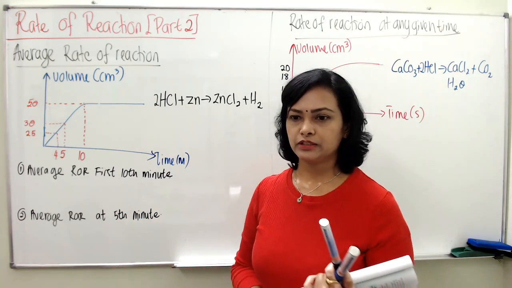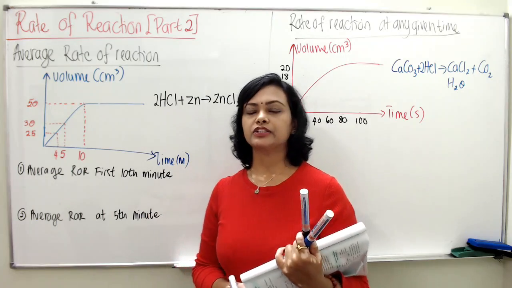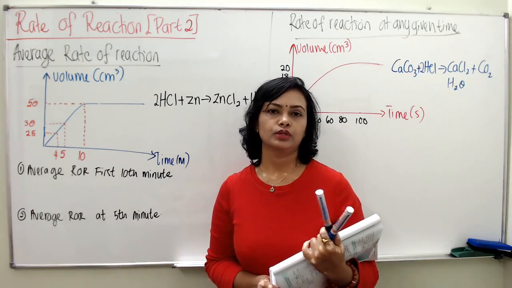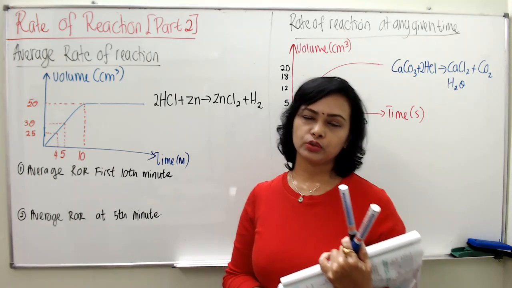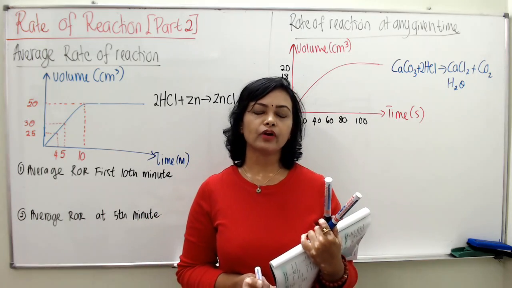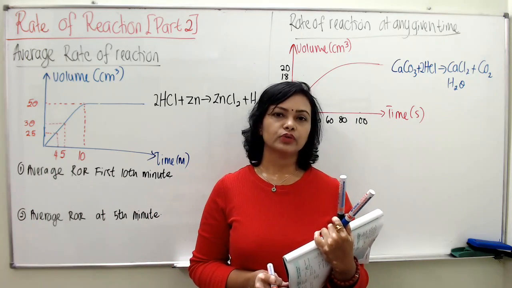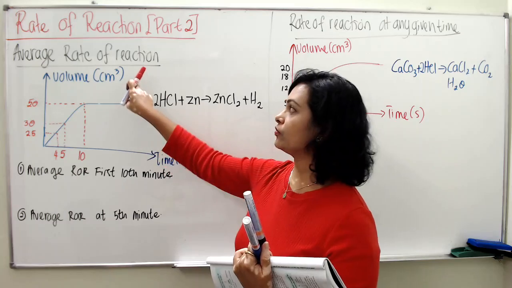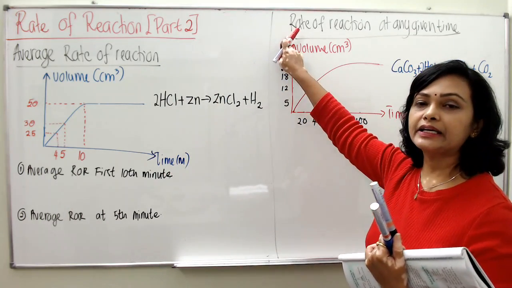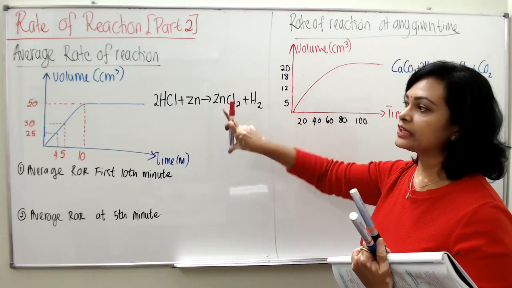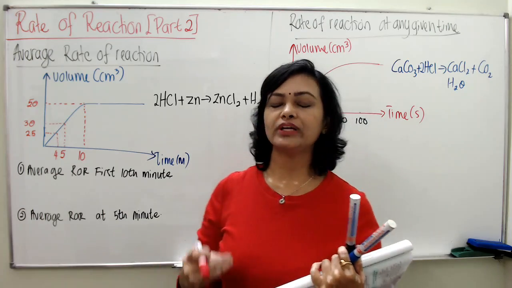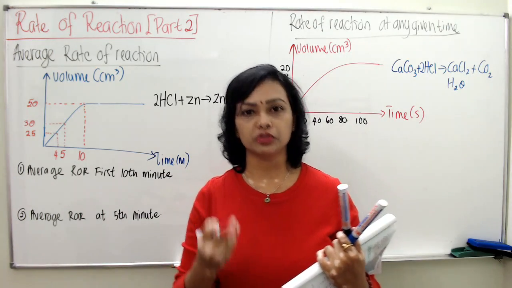Today we are here to look at the chapter Rate of Reaction Part 2. In this chapter, teacher is going to explain to you how to find the rate of reaction, which is the average rate of reaction, and the rate of reaction at a given time using graphs, where this will be helpful when you are doing subjective or objective questions.